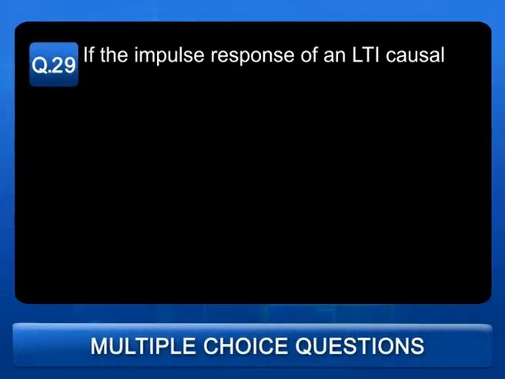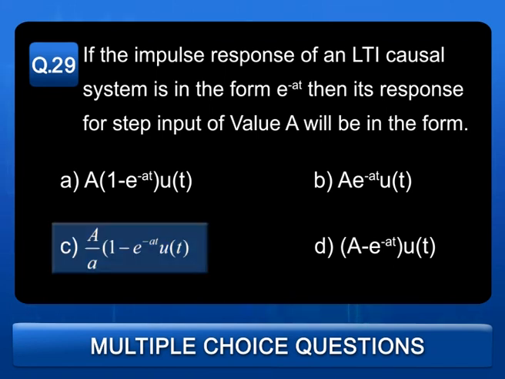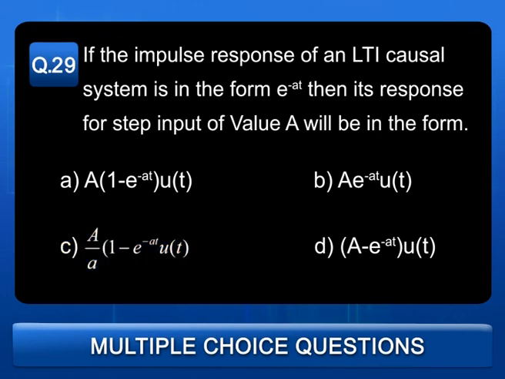Let's move on to the last question of this session. If the impulse response of an LTI causal system is in the form e to the power of minus at, then the response for step input of value a will be of the form A. e to the power of minus at u of t, B. a e to the power of minus at u of t, C. a by small a multiplied by 1 minus e to the power of minus at u of t, D. a minus e to the power of minus at u of t, and the answer is C, where C is equal to a by small a multiplied by 1 minus e to the power of minus at u of t.